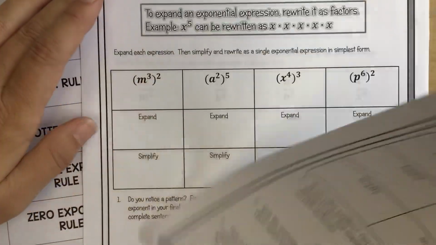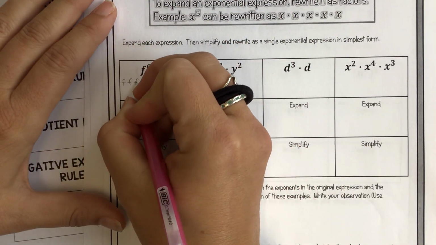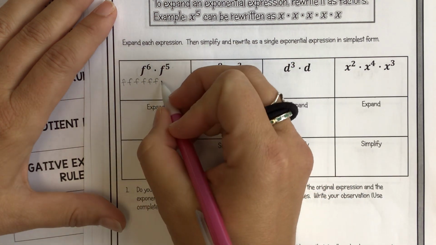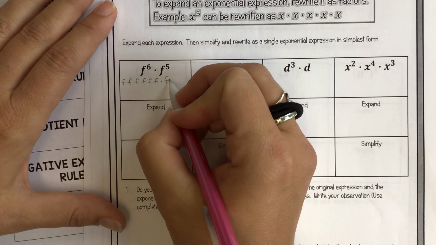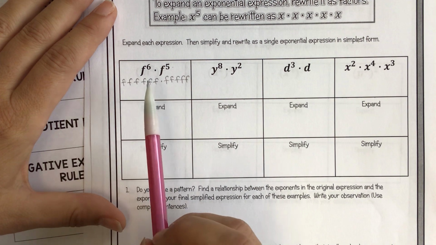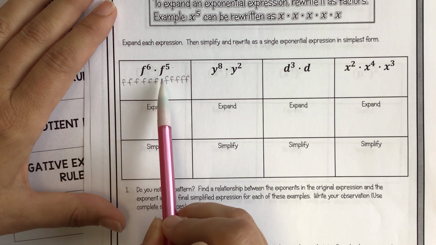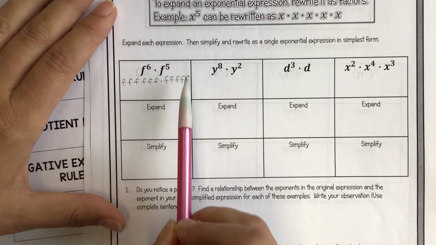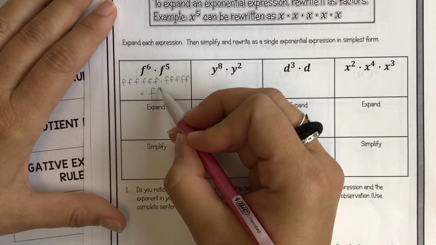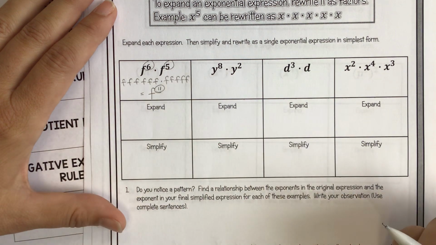Okay, so if we have f to the 6, that's 1, 2, 3, 4, 5, 6. So that's f to the 6. And we're multiplying this by f to the 5th, so 1, 2, 3, 4, 5. Then if I'm simplifying this, I just need to figure out how many f's I have here. 1, 2, 3, 4, 5, 6, 7, 8, 9, 10, 11. So this ends up equaling f to the 11th. What did we do with this and this to get to f to the 11th?